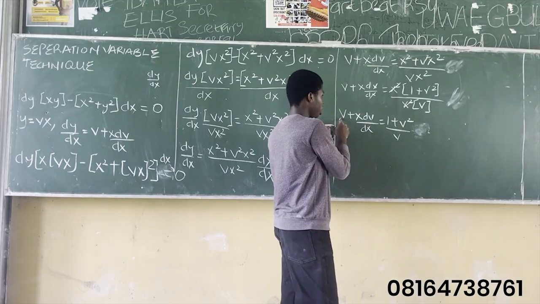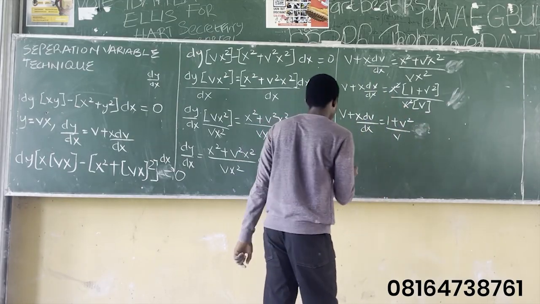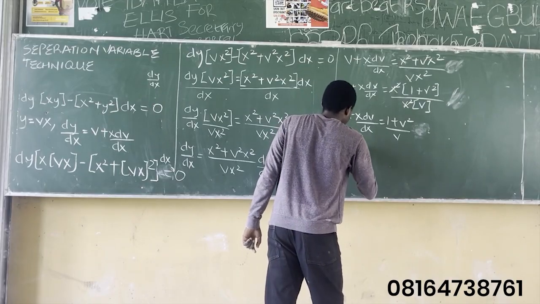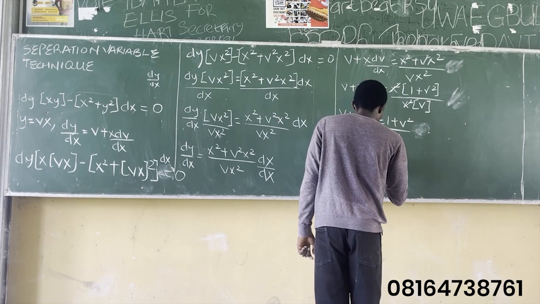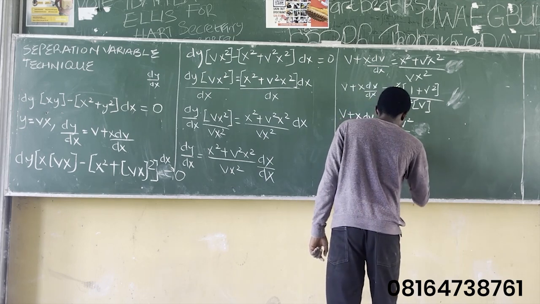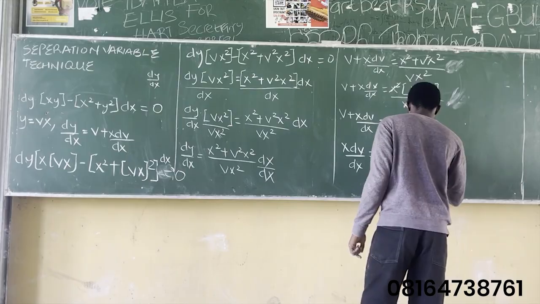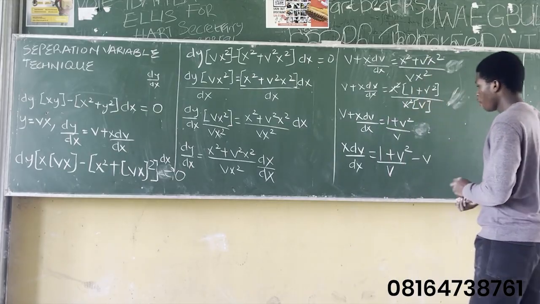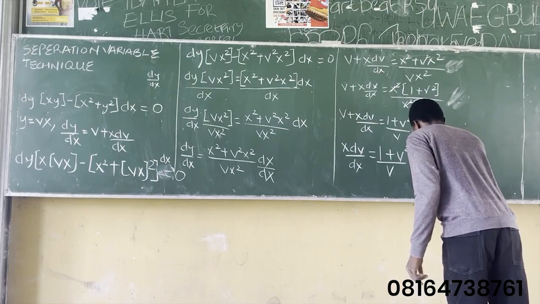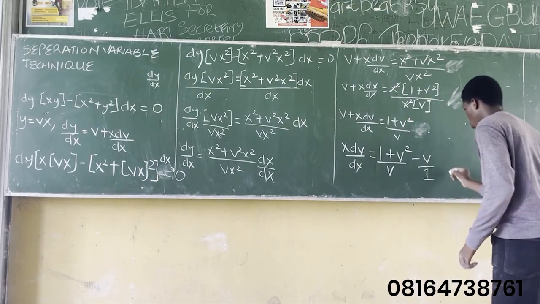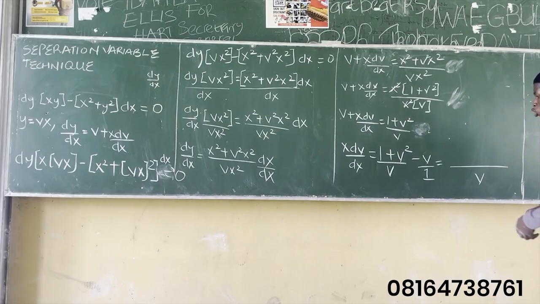So we are going to be moving this v over to this point. To further simplify, x dv over dx is equal to (1 plus v squared) all over v, minus v. So let's take the LCM on both sides. This is the common denominator.